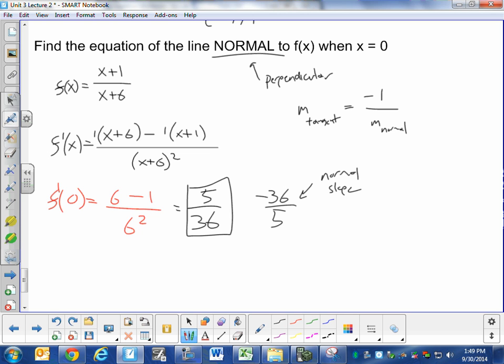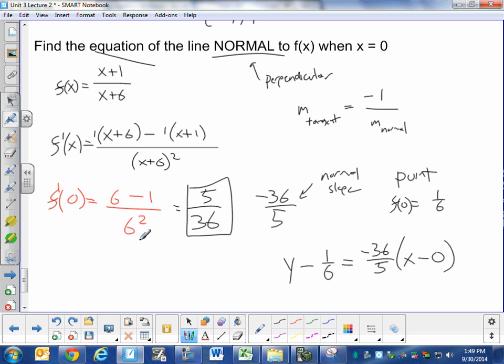Good. Now for my equation, I need this slope, and I also need a point. Point always comes from my original. It'll tell me where my tangent line is passing through. So f of 0 would be equal to 1 over 6. So I have my equation, y minus y1 is equal to this normal slope times x minus x1. Okay, simplify this if you want to.